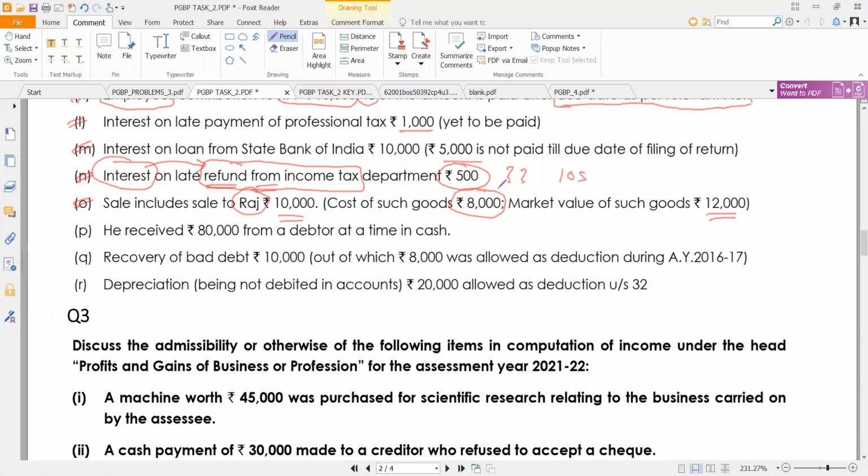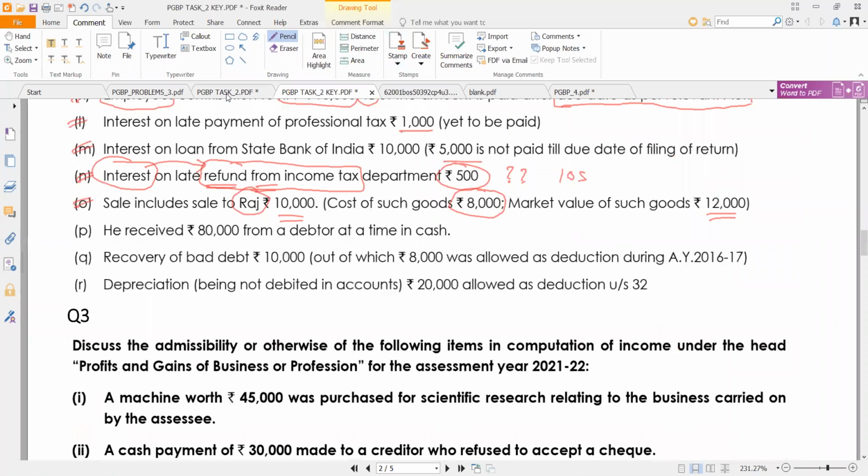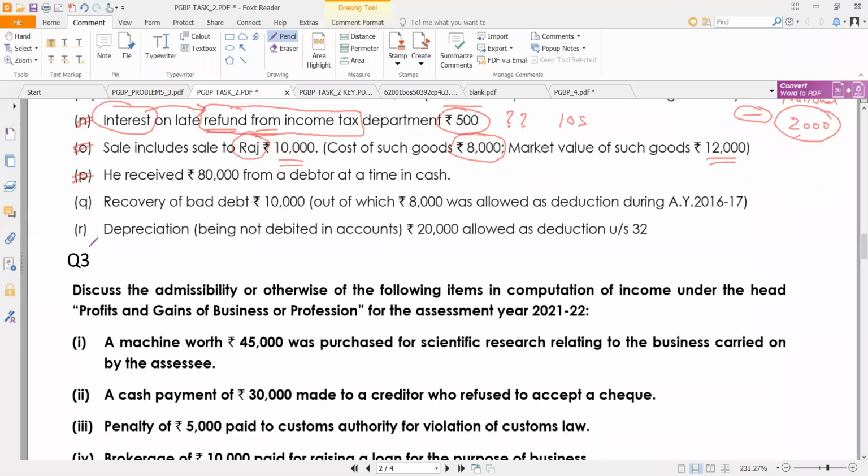So that 10,000 rupees, in that, this 8,000 rupees is the component of the cost, which cannot be treated as sale. So what is the cost of the goods sold to himself? That is 8,000. And sale itself is 10,000. So first of all, you can reduce this 10,000, which is credited to P&L unnecessarily. Then this 8,000 would have been there on the debit side as part of the purchases, so that has to be added back. So effectively, the profit he has shown is 2,000. That is a notional profit, as if he made it from himself. Anything notional cannot be either taxable or deductible. Since this is notional, ideally it can be just reduced. No need to do plus and minus. Straight away, the component of notional profit, 2,000, can be reduced. That is point number O. Then he received 80,000 rupees.